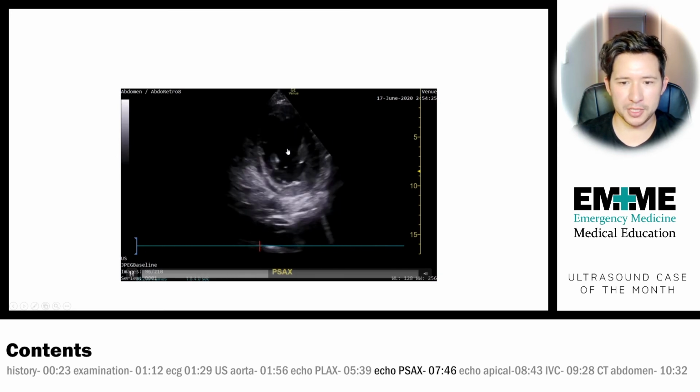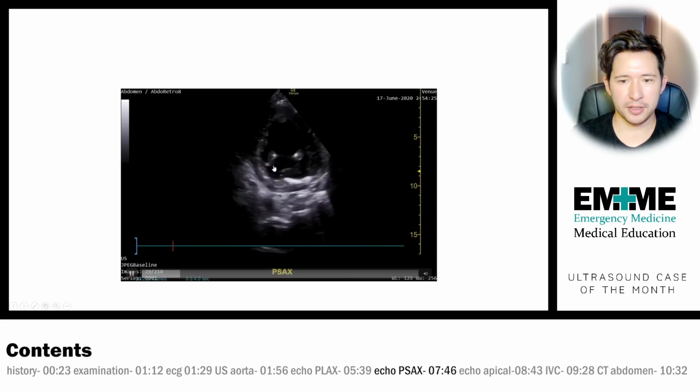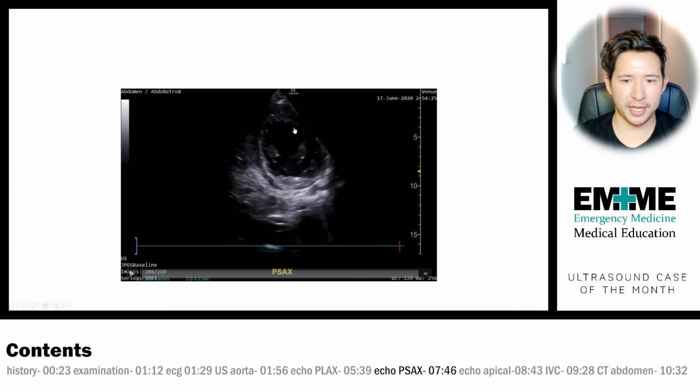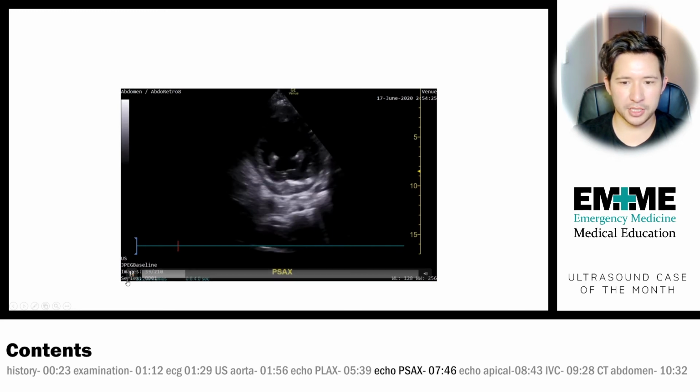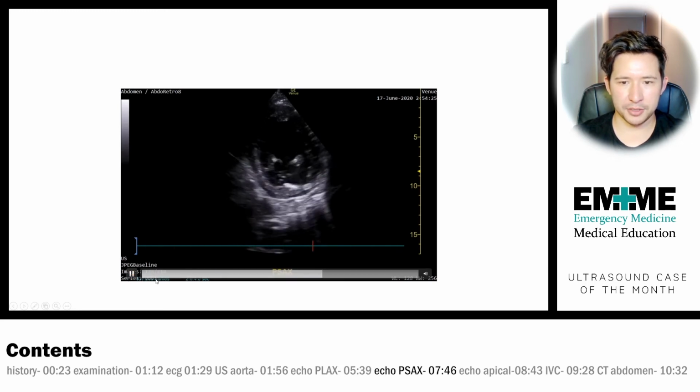What we want to see when we play this loop is that the muscle of the left ventricle contracts towards a point in the middle symmetrically. Actually this bit is contracting, which is the septal wall, and the rest of it doesn't seem to be contracting well at all. It just seems to be kind of floating around, not doing very much.